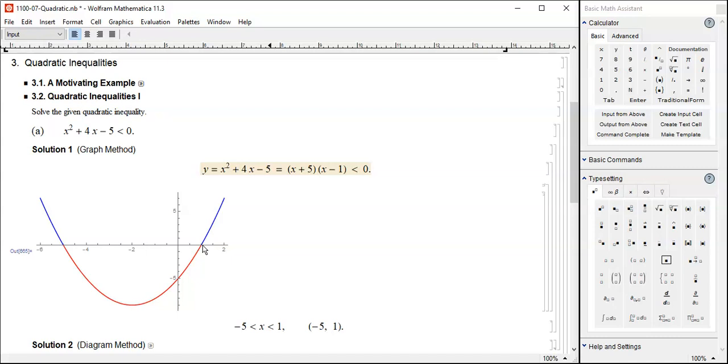And then this y coordinate has to be less than 0, so it has to be negative. So the graph has to be below the x-axis down here. So in which interval do we have the y coordinate going down like this? Between -5 and 1, of course. Now it's easy. If you have a graph, it's easy.